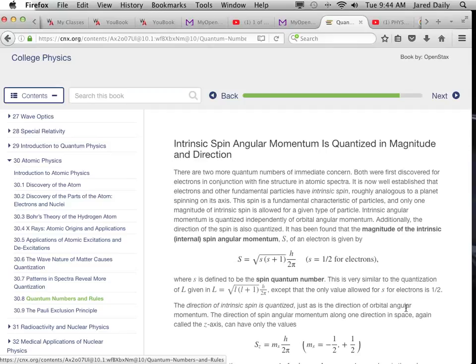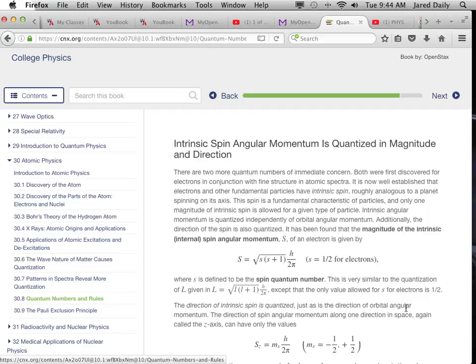This is actually the calculation of this thing. So this is big S, this is little s. Little s equals 1/2 for electrons. To calculate the actual spin, the spin angular momentum, the angular momentum from the spin, you use the square root of little s times s plus 1, times h over 2 pi. Notice that the angular momentums here and here are the same calculation, just with a different quantum number.